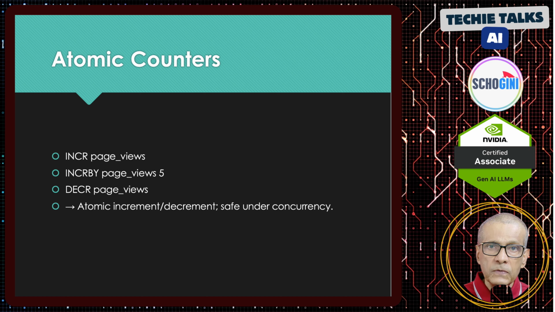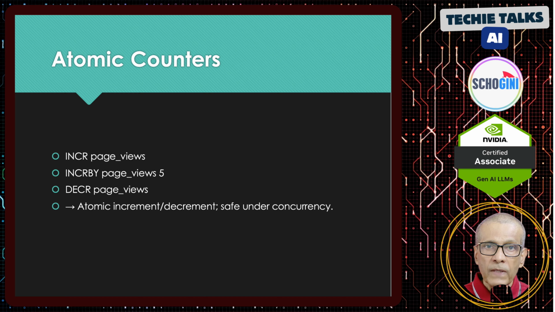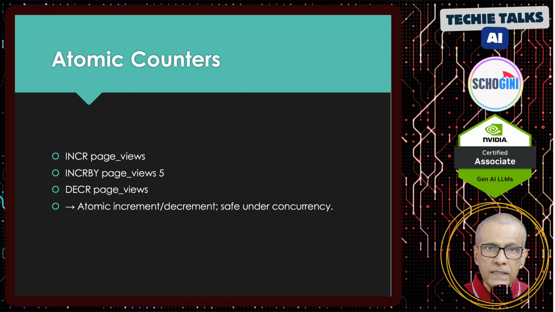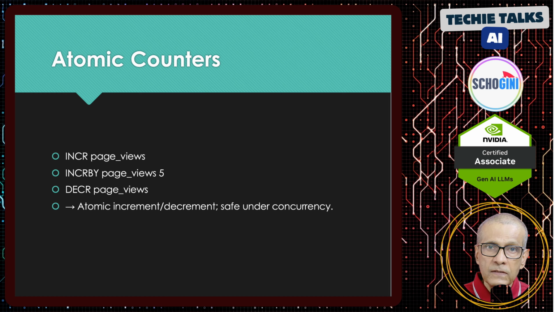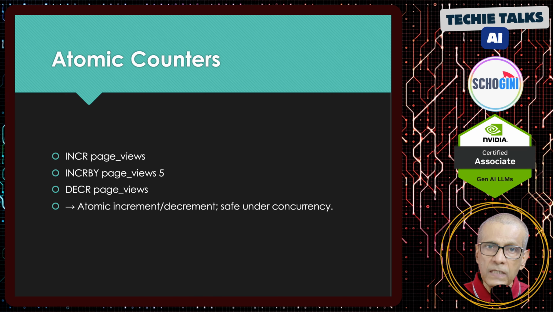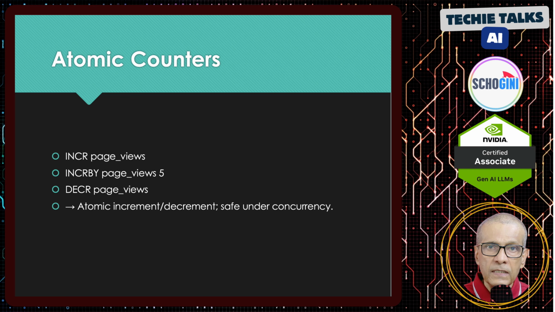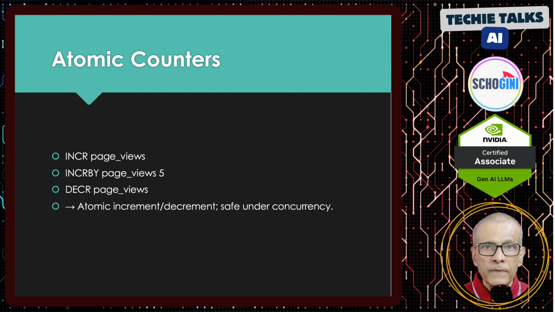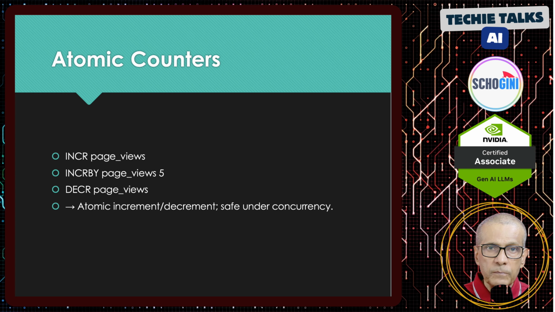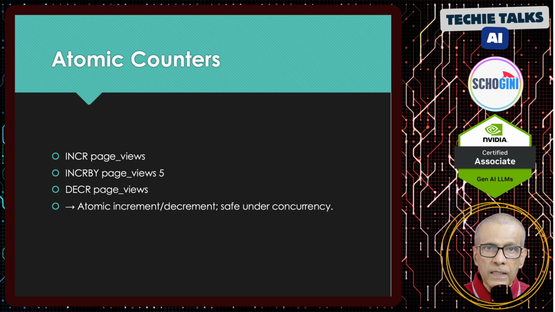Imagine hundreds of users hitting the like on a post at the same time. Redis guarantees every increment is processed sequentially without conflicts. You can test this by incrementing the same key from multiple terminals and verifying that no counts are skipped. This atomic guarantee removes race conditions entirely.